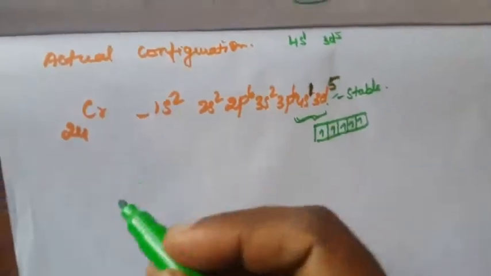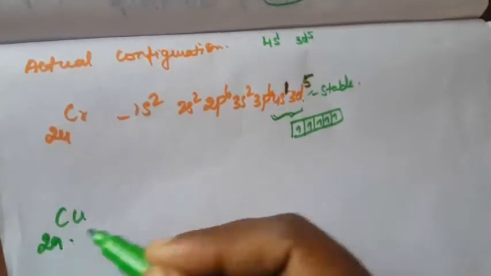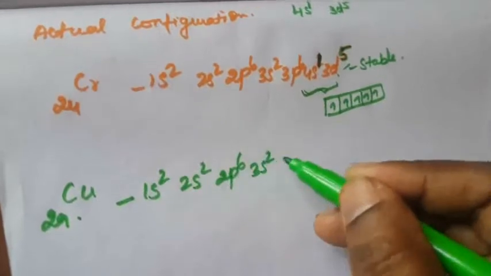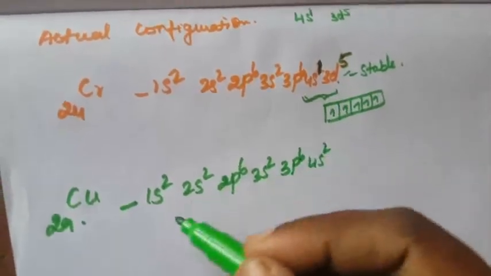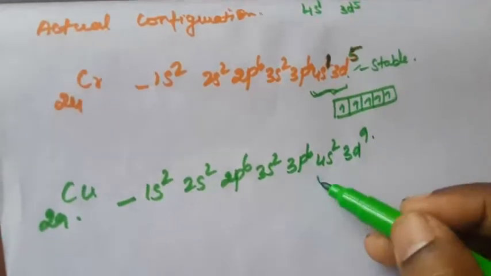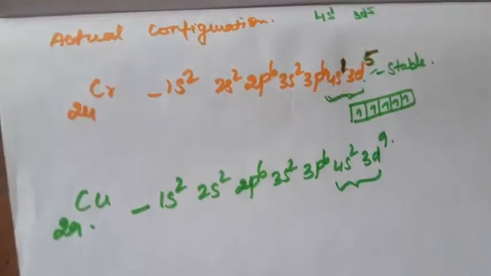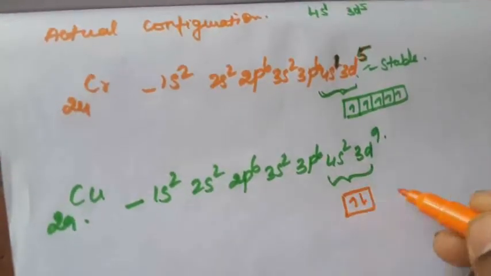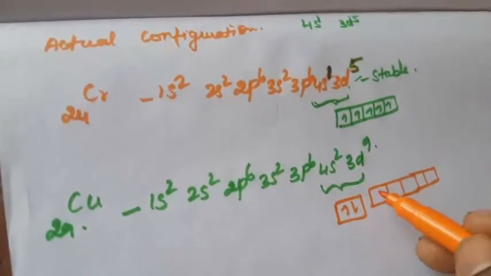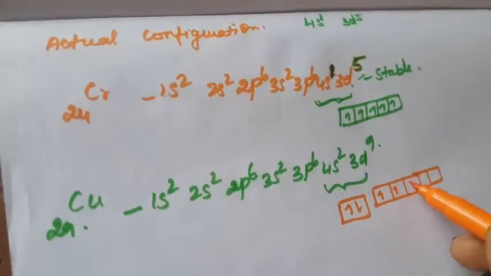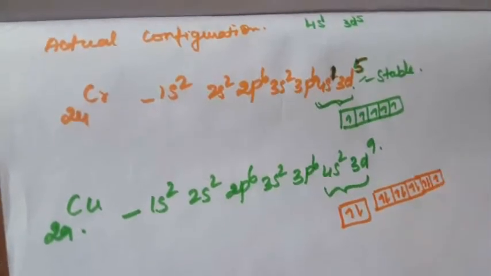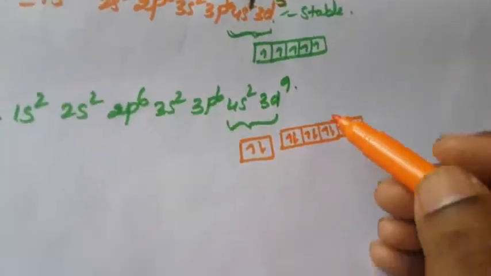The same thing with copper also. Copper atomic number is 29. How to write the electronic configuration? 1s2, 2s2, 2p6, 3s2, 3p6, 4s2. Out of that, 20 electrons are over. Remaining how many electrons? 3d9. So in the outermost electronic configuration I am writing here, again 4s2, 3d. Okay, how to fill the electrons? 1, 2, 3, 4, 5, 6, 7, 8, 9. That is 9 electrons. So 9 electrons are over, right?